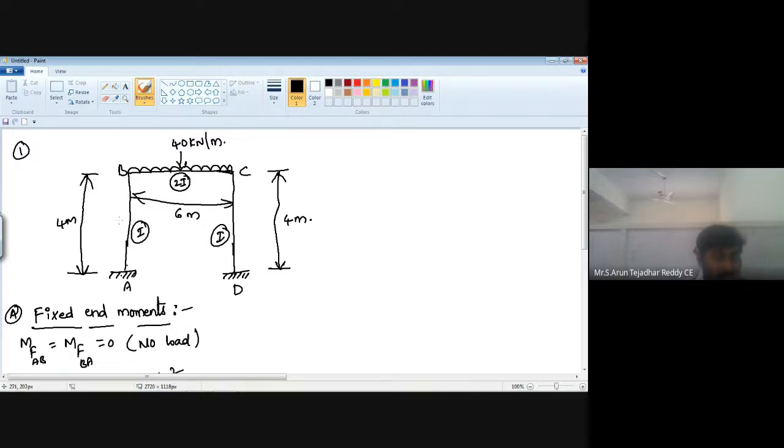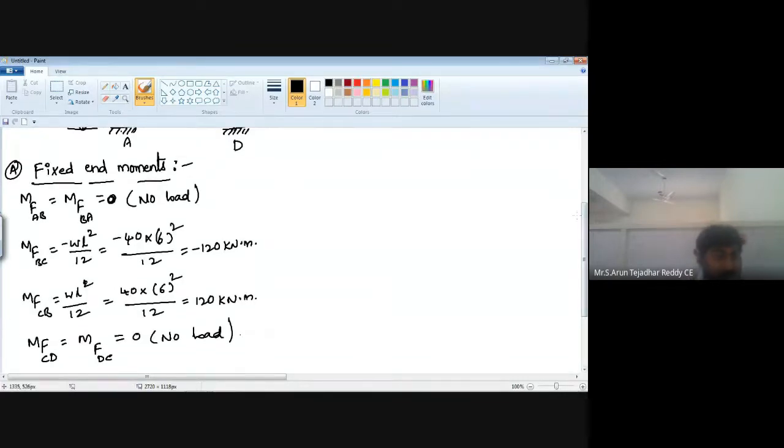But if you observe A to B, we don't have any kind of load. So it is zero. The fixed end moment for AB and BA is zero because no load is acting at A and B. Next, BC is carrying a uniformly distributed load. So already we know the formula for uniformly distributed load: minus WL square by 12 as well as WL square by 12.